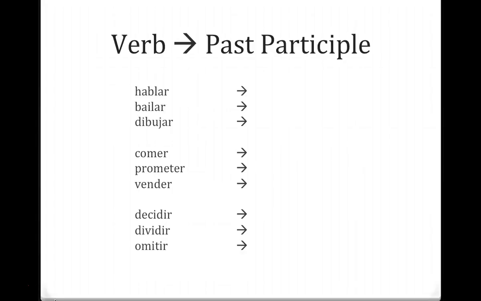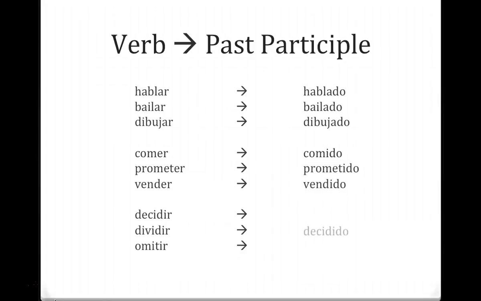Okay, now that you have your list of past participles, let's check and see how you did. You should have hablado for spoken, bailado for danced, dibujado for drawn, comido for eaten, prometido for promised, vendido for sold, decidido for decided, dividido for divided, omitido for omitted or left out.